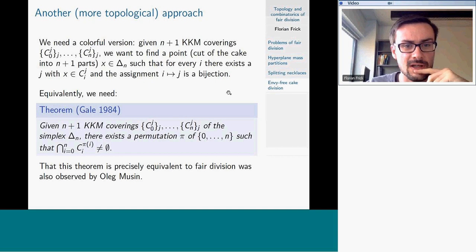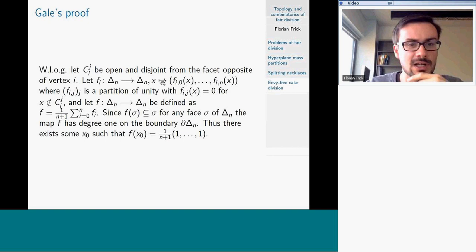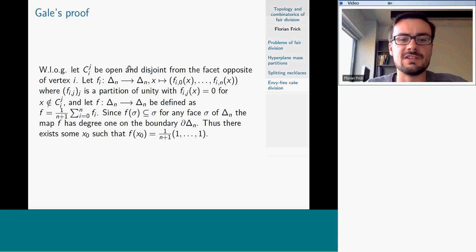The proof is very simple, again, very beautiful, I find. Perhaps I'll just mention the main idea here. There are two main ideas. Assume that the C_ij's are open by adding an epsilon, and let epsilon go to zero, and this is joined from the facet opposite the vertex i. And for each i, you take a partition of unity subordinate to this cover. Then if you write them as coordinates of a function to R^(n+1), they are non-negative and sum up to 1, so they map to the n-simplex.